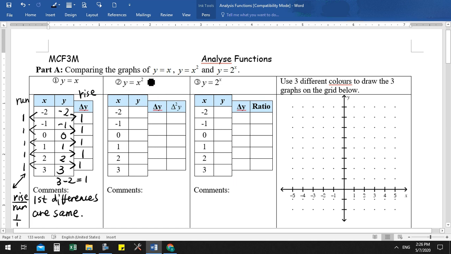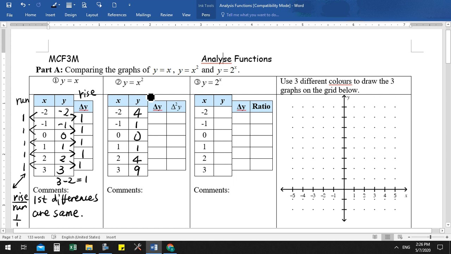y equals x squared. When x equals -2, we sub in -2 squared, which gives you 4. -1 squared gives you 1. 0 squared gives you 0. 1 squared gives you 1. 2 squared gives you 4. 3 squared gives you 9. For the x, the run is still 1, so each one increased by 1.